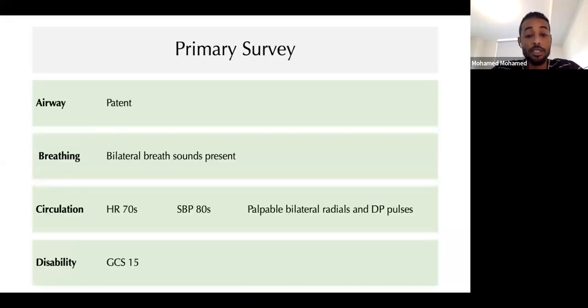On arrival, the primary survey is as follows. The airway was patent. He was able to protect his airway. He had bilateral breath sounds, and his heart rate was in the 70s. Systolic blood pressure was in the 80s. He did have palpable distal pulses, and his GCS was 15.